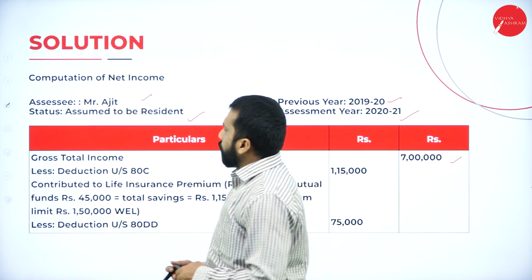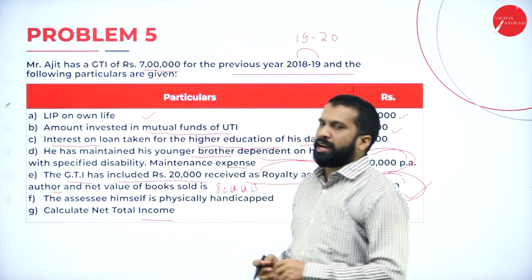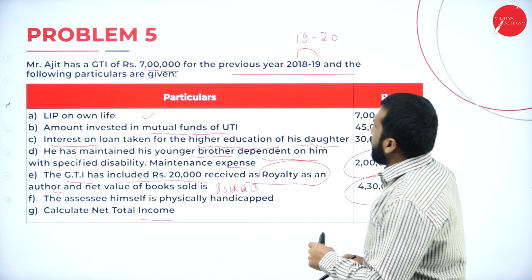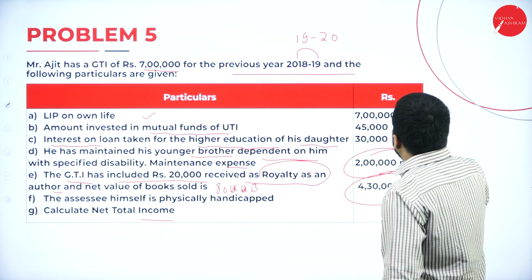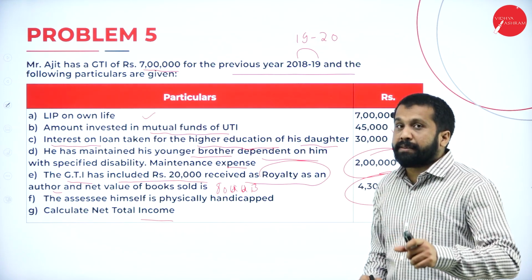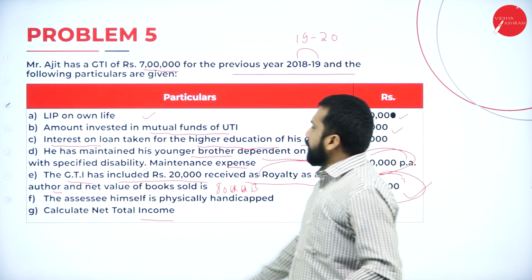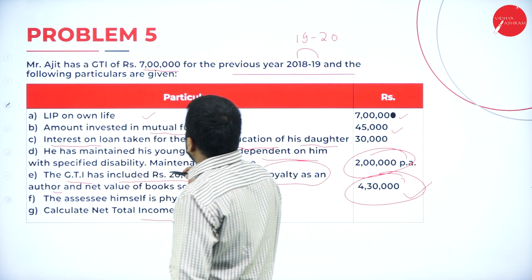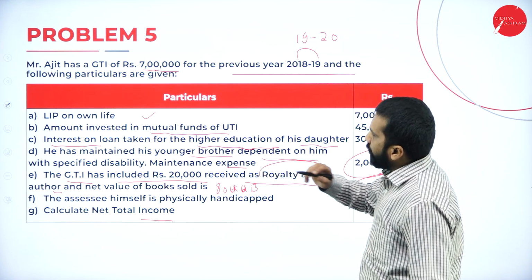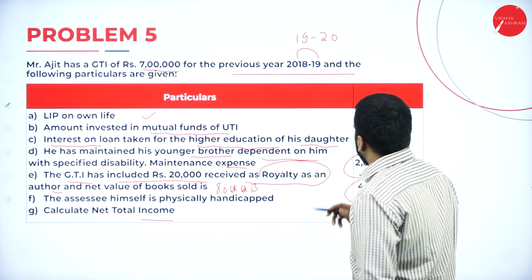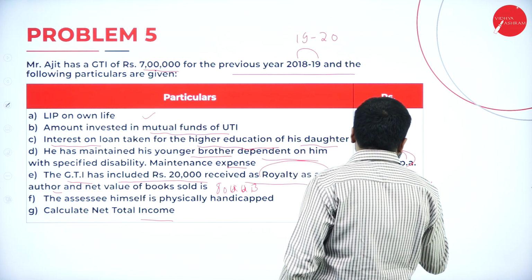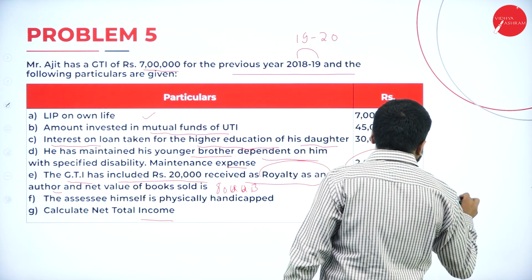Now, we'll go back to your question. In the question, we'll have to do a small correction. In this, your LIP on own life, make it as 70,000. So how much is it? 70,000. And your gross total income has included 20,000 received as royalty as an author and net value of books sold. So this you make it as 7 lakh.